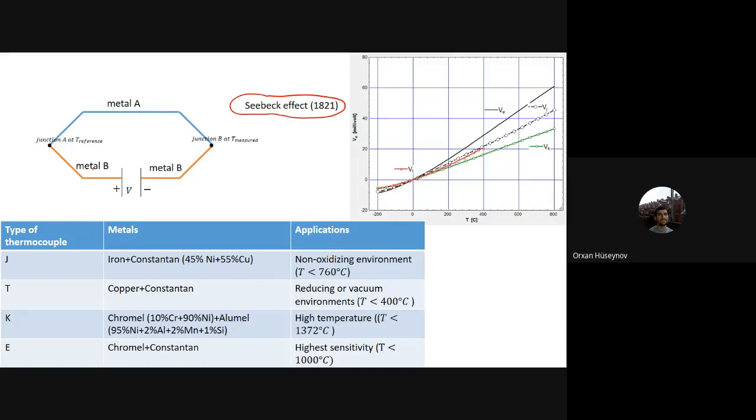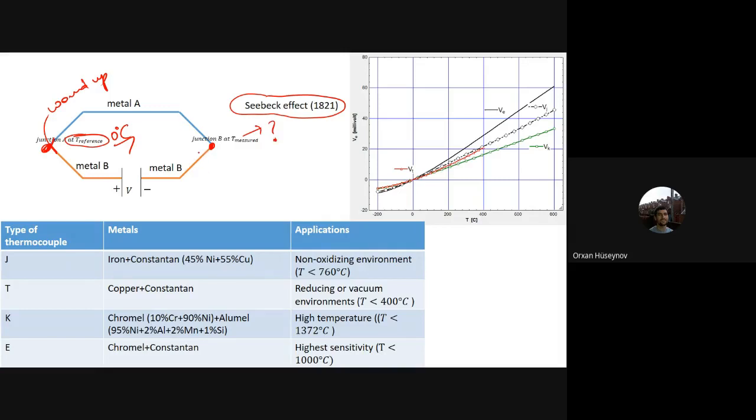So you have one metal B, you have one metal A. It can be any combination of metals. Here you have the junction of the metals. Junction means that I have tied this metal with this one, wound up. So this metal has a junction with the metal B here, and also the same junction around here. This metal junction is at T reference. T reference means that I know the temperature here, which is 0 degrees Celsius. And the junction B is at some unknown temperature that I'm trying to measure.